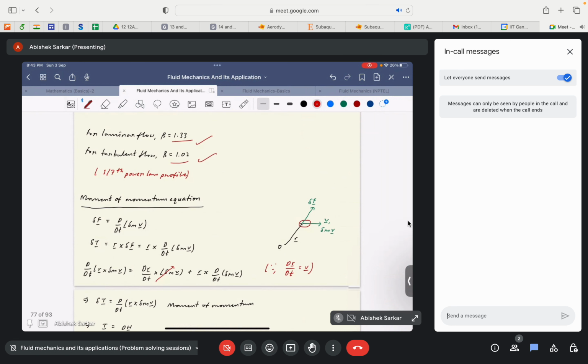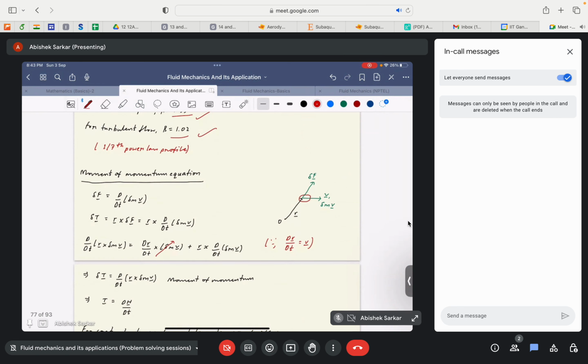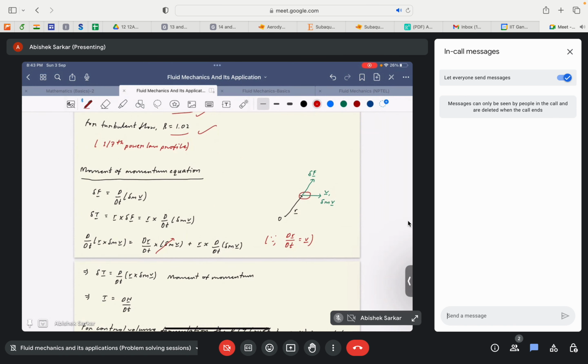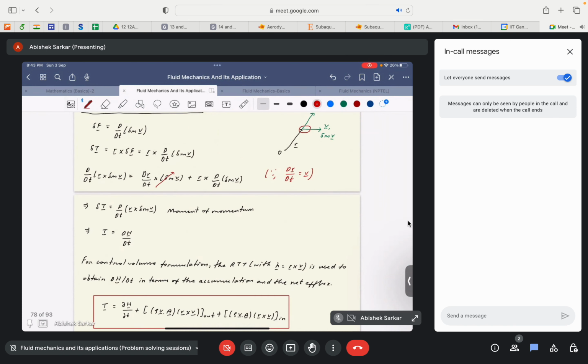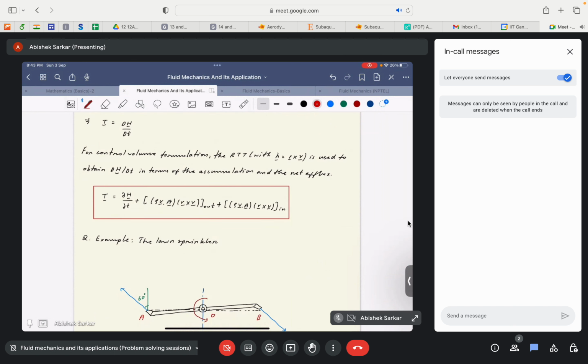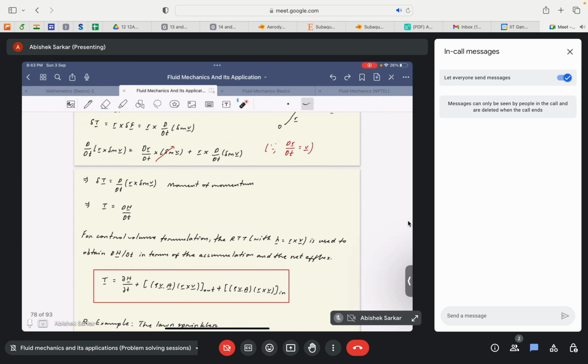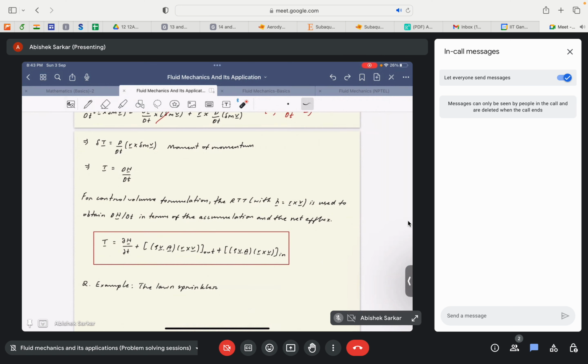Okay. So now again, I guess we are a bit short on time, so I will just skip past the derivation of the moment of momentum equation or the angular momentum equation. So this is the final form of the angular momentum equation. I request you to go through the lectures for a detailed derivation of how it was derived, so you can just look into it.